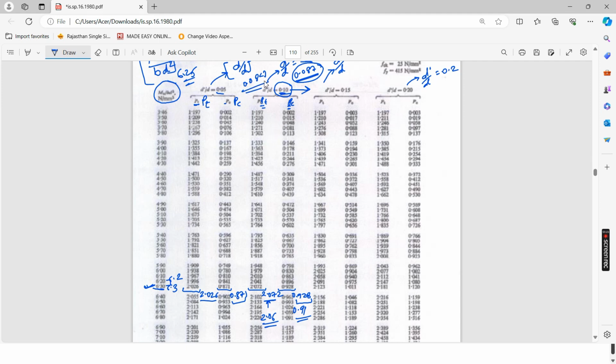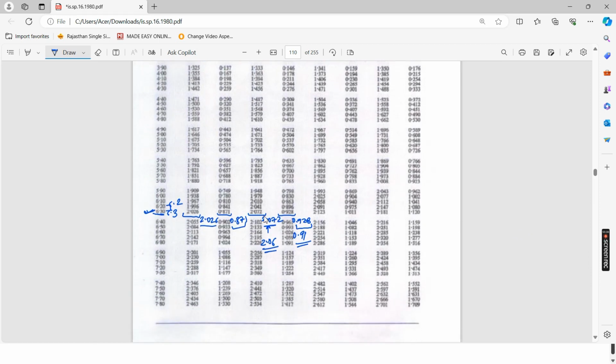Because in the previous case the D dash by D ratio was 0.087, but now the ratio has become 0.111, higher than 0.1. If your D dash by D ratio becomes more, what is the effect? You can see, if your ratio is 0.05, at that time the PT will be 2.026, and as it increases to 0.1, the PT will increase. You can see, PT will increase. And if I take 0.11, what do you get? 2.123.